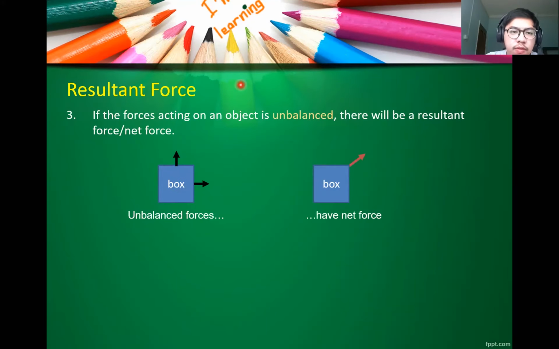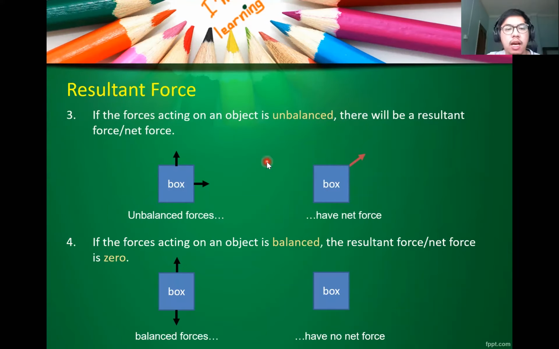Number 3, if the forces acting on the object are unbalanced, there is a resultant force or a net force. Like in this example here, you have a force upwards and to the right. Combine the two together, and it has a net force going to the top right, like this one here.